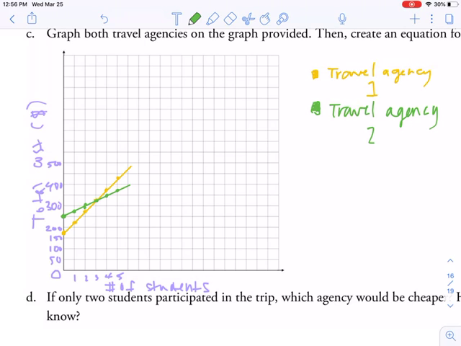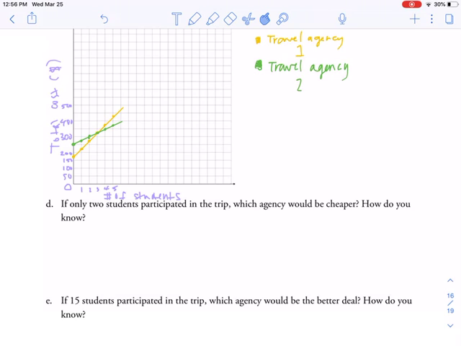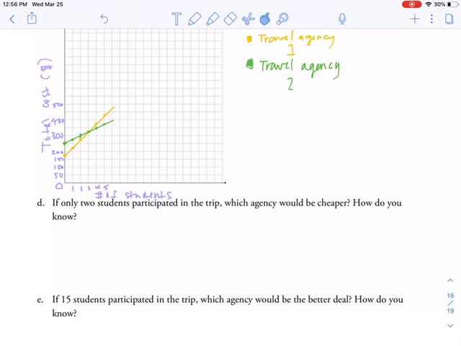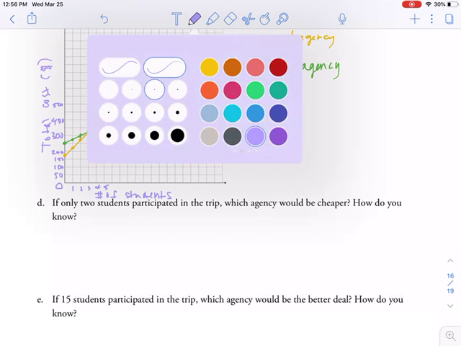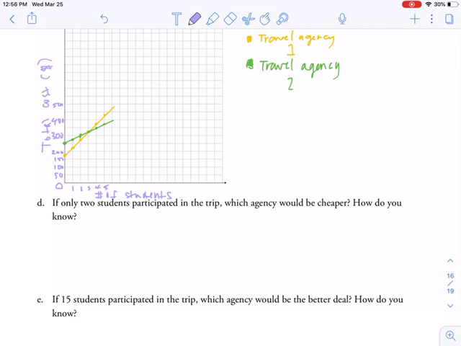Okay, so let us keep going. If only 2 students participate in the trip, which agency would be cheaper? We're going to look at 2 students, and we're going to figure out which agency was cheaper at that number of students. So at 2 students, we're going to see that it would be cheaper to go with travel agency 1, because we can see that point is lower, and it only costs $325 instead of $350.